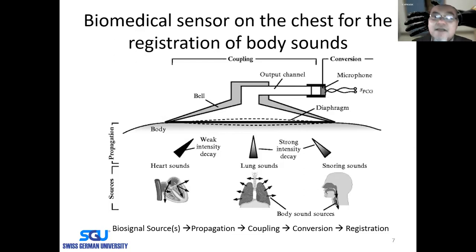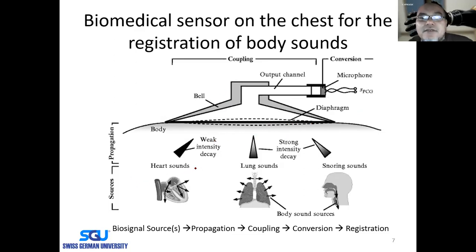Okay, then we have the coupling part, which is basically the bell as well as the tubing itself. And finally, the conversion part or the display part. In the homework, it is the one that is put into our ear, the earpiece, or if we make an electronic stethoscope, it is in the form of a microphone that can transform the sound signal into an electronic signal. The signal of PCG, phonocardiography. Phonocardiography means the sounds of the heart.